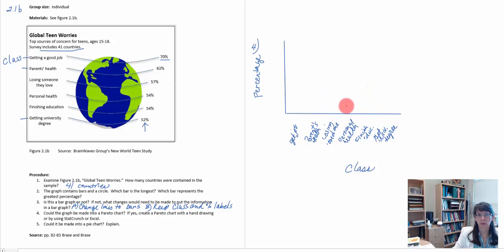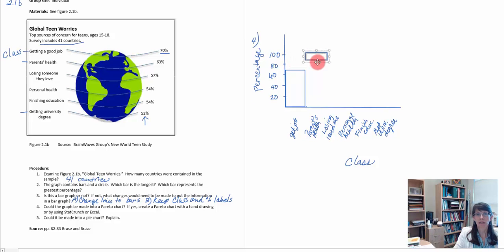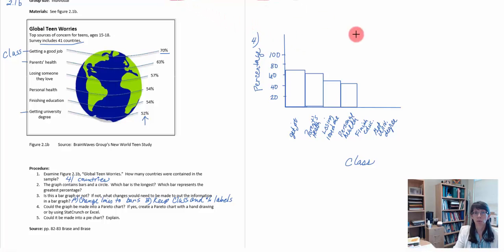Next, we need to include the percentages. So the highest percent is 100. So I'll count by 20s. We'll place our first bar for getting a job at 70%. Parents' health is at 63%. Losing a loved one is at 57%. Personal health is at 54%. Finishing education is also at 54%. And our last class is getting university degree at 52%.